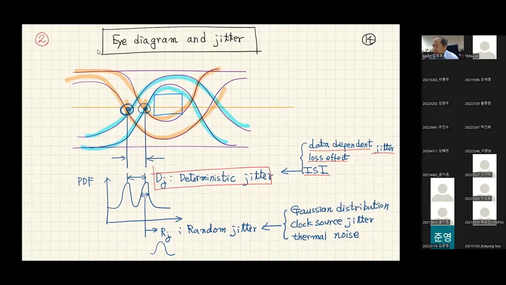However, this voltage waveform itself has some Gaussian distributions, because this timing and clock itself is also generated in the circuit, like a PLL or DLL, or it is basically generated by a voltage controlled oscillator. And the voltage controlled oscillator is supported by a crystal oscillator.